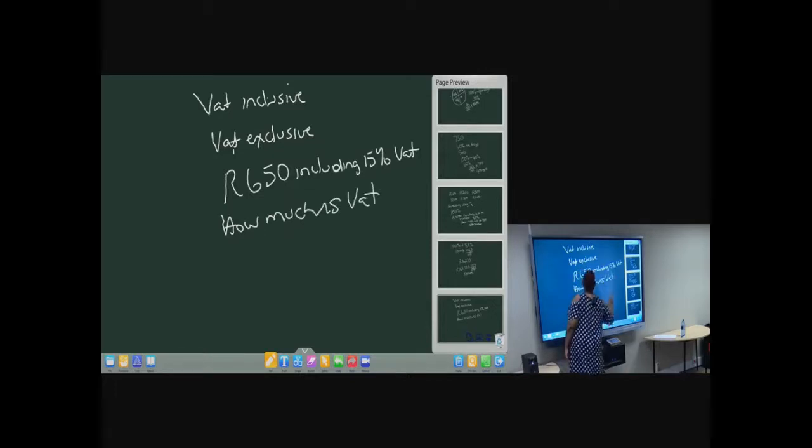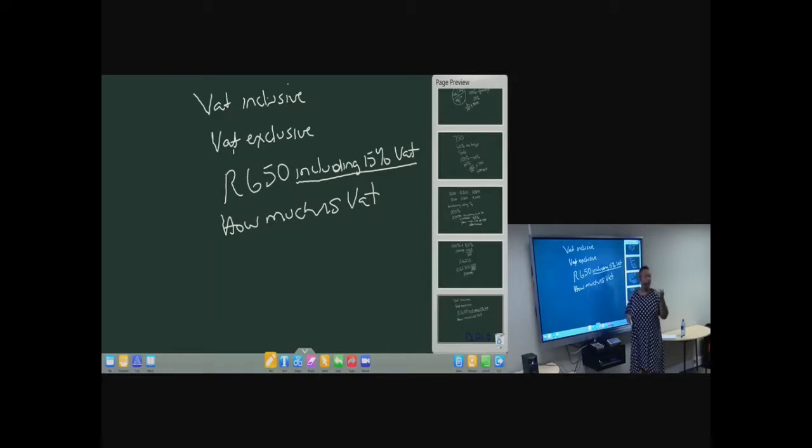Learners always make a mistake when it is saying 650 including 15% VAT. They make the mistake of calculating 15% of 650. But that 650 is already including VAT, so you cannot calculate 15% on something which already has VAT. Now it means you have to work backwards.